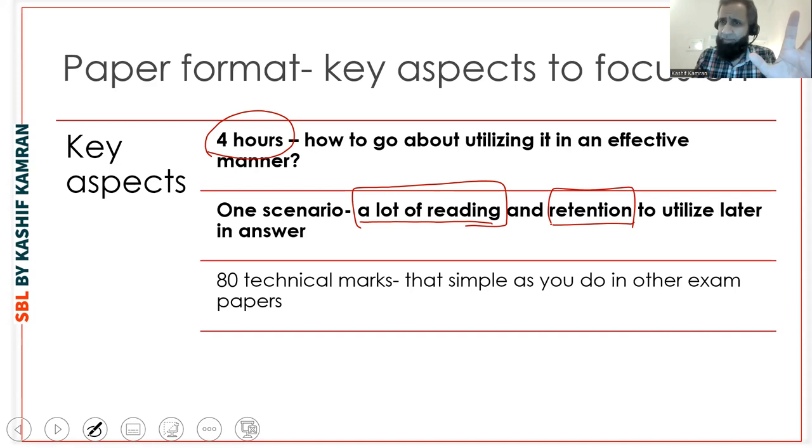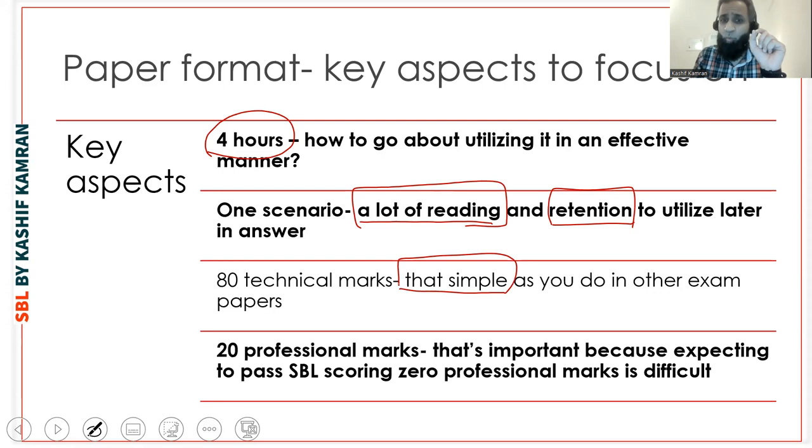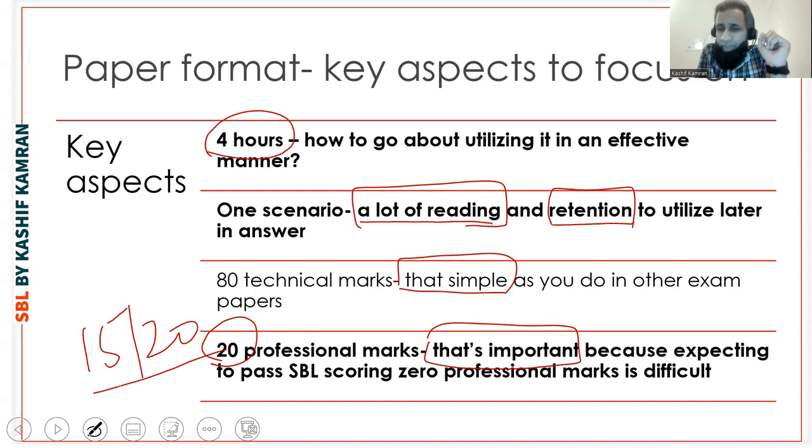Next, 80 technical marks. That's simple because we all know that. But the 20 professional marks are important, because expecting to pass SBL while scoring 0 professional marks is difficult. I normally tell my students that out of the 20 professional marks, you should aim at getting 15 out of 20 if you want to pass the SBL paper. Only then can you pass.